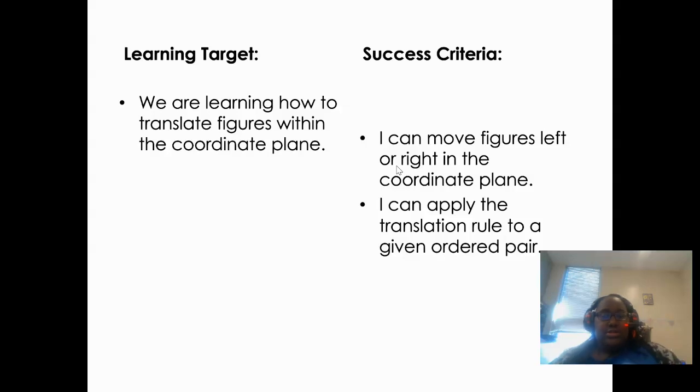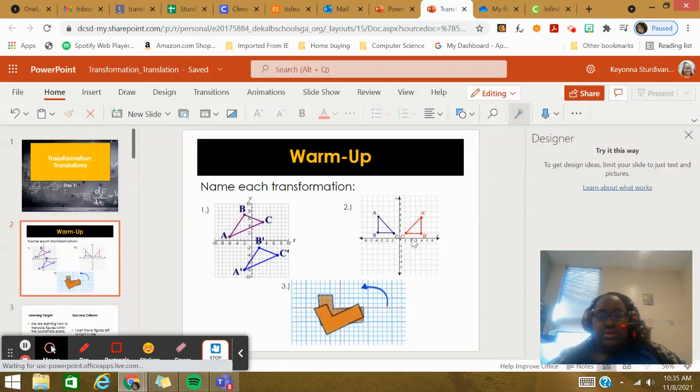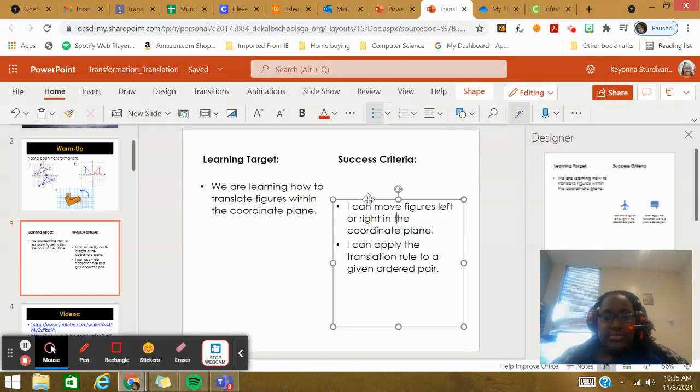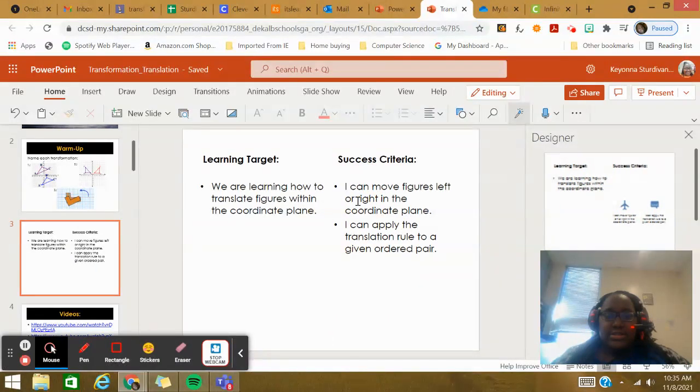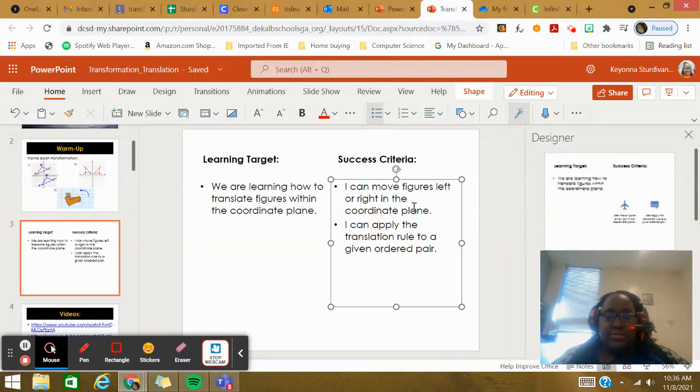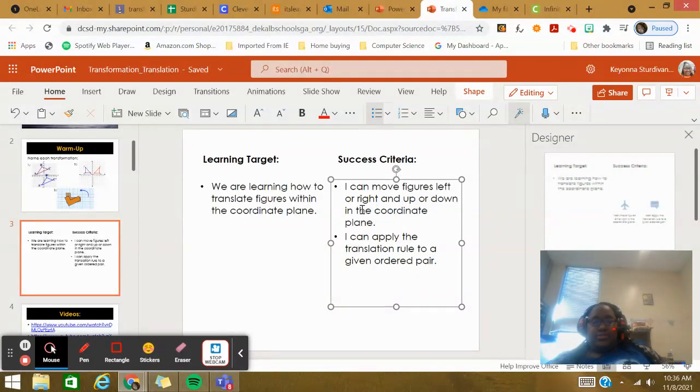So here's our learning target and success criteria. I don't know why this is off. Let me move this up. We are learning how to translate figures within the coordinate plane. And then the success criteria is I can move figures left or right in the coordinate plane. And this should also say up or down the coordinate plane.